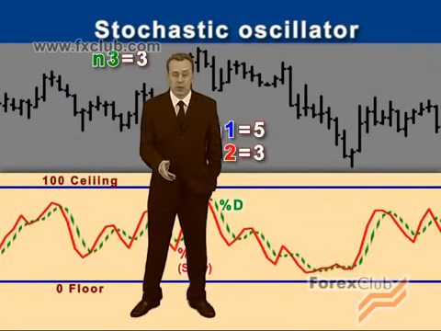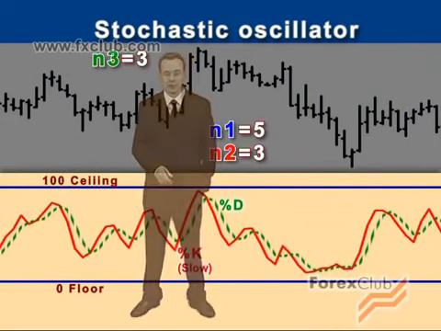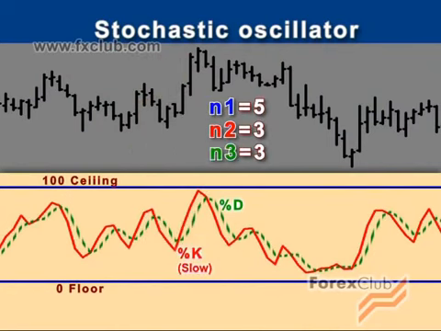And that's it. Plotted it at last. So what have we got? 2 lines, a slow percentage K and percentage D. In addition to this, we have 3 time values. N1, 5 is the customary value, and N2 and N3, they're the smoothing periods. We've set them both at 3.